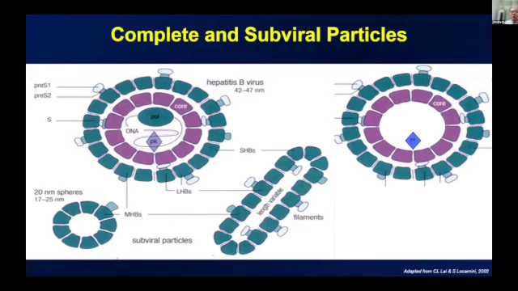What's also depicted on the right side is a more recently discovered and characterized type of particle. We call it empty virus or empty virion. It has an envelope on the outside, and it has the purple layer, which is the capsid, but it has no DNA and no polymerase. Interestingly, it also has the protein kinase, also incorporated from the host cell.